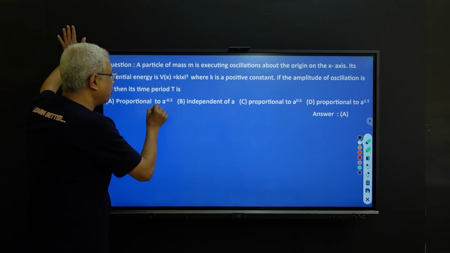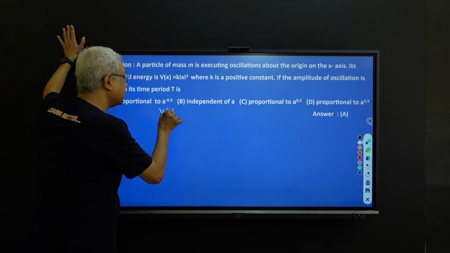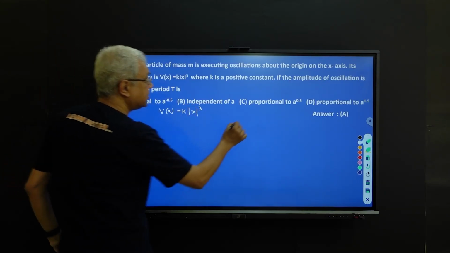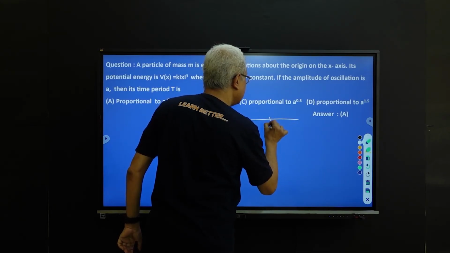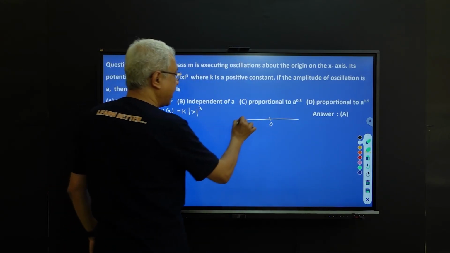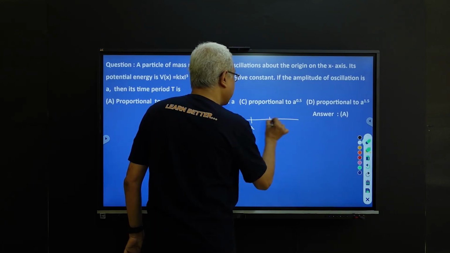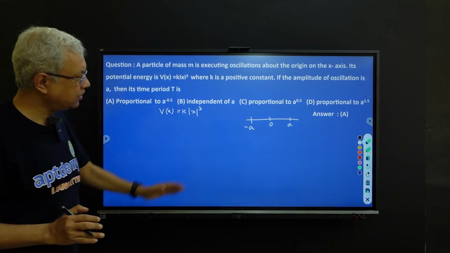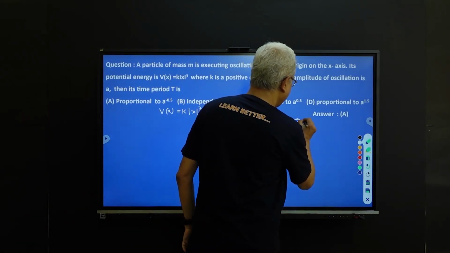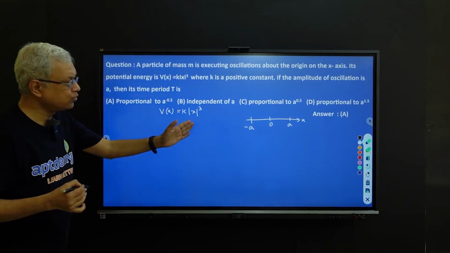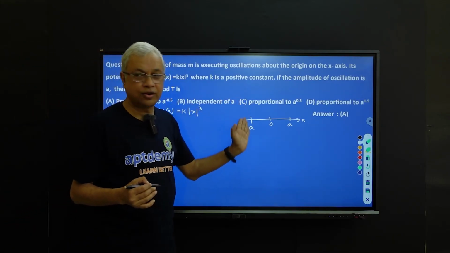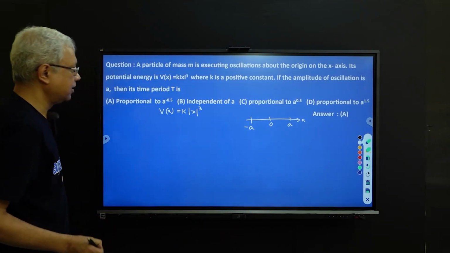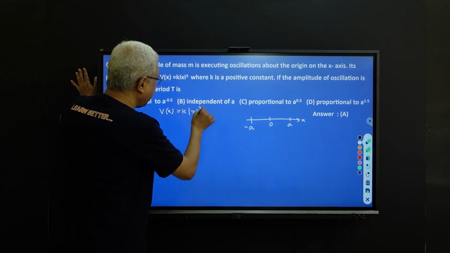So you know, potential energy is given as K mod x cube. x is the displacement of the particle which is executing an oscillation, having amplitude A. That means in the positive x direction it goes a maximum distance up to A, and in the negative x direction it moves up to this boundary, x equal to negative A. So it is oscillating between these two boundaries. Okay. Now Vx is K mod x cube.